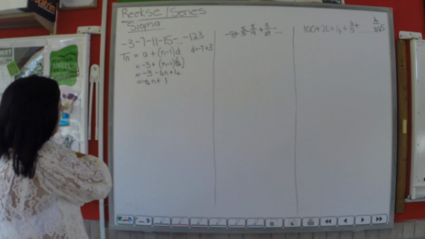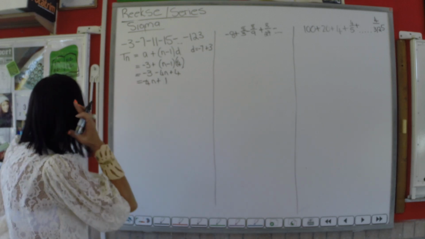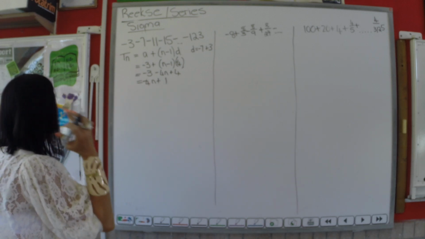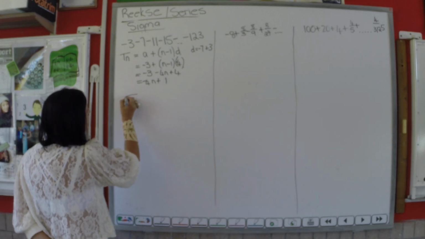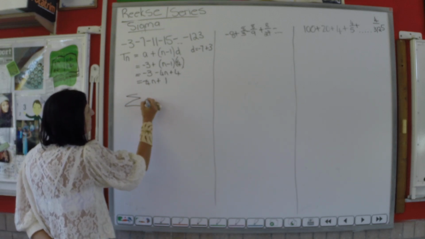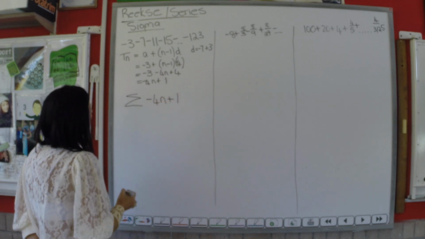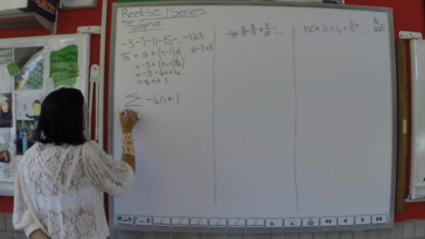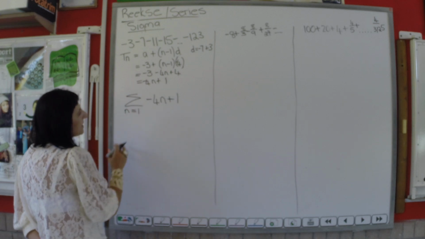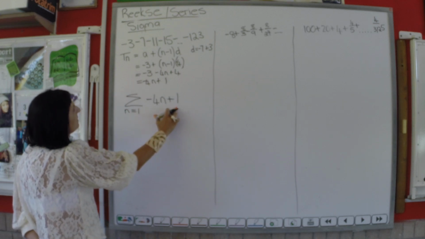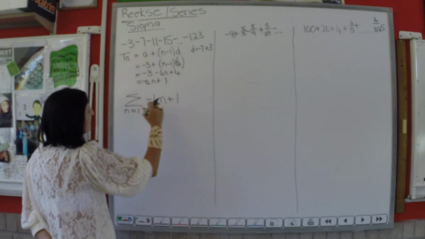So you can use n or you can use k. Doesn't matter. In the book they've used k. So now I can write the sigma notation. I've got the body that will create these terms. Now I've got to determine where we start. We start with 1 always, because that's going to give me minus 3, then minus 7.